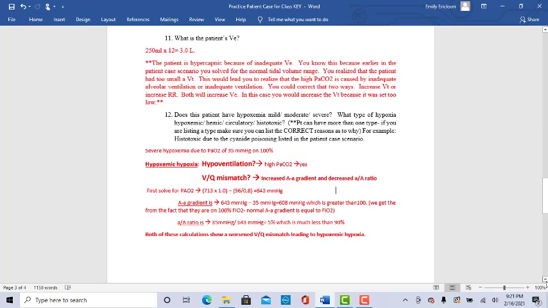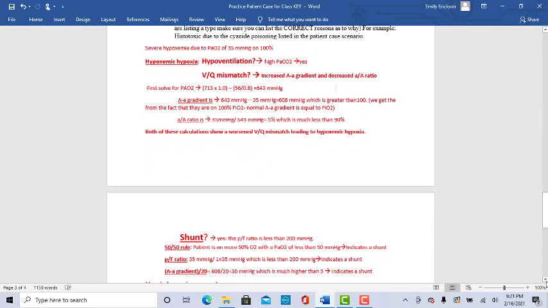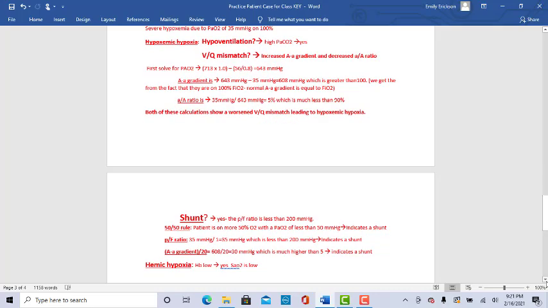The third thing that you can do is figure out if you have a shunt, and there are 3 calculations associated with that. With a shunt, you have the 50-50 rule, which asks: is the patient on 50% or more FiO2 with a PaO2 that's less than 50? And this patient surely is. They're on 100% FiO2 and their PaO2 is only 35. So this is going to indicate that yes, this patient has a shunt.